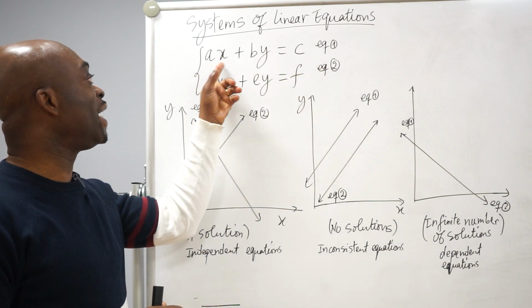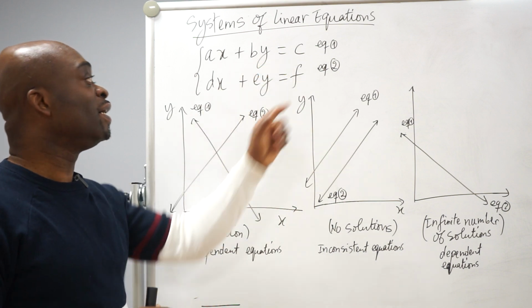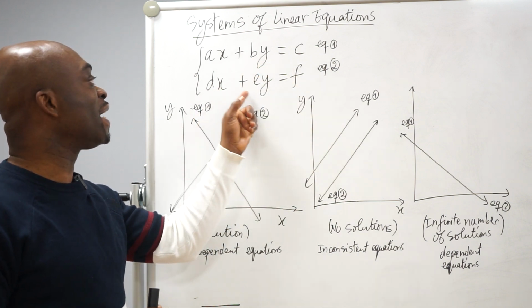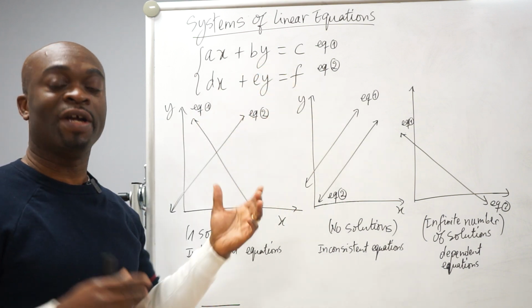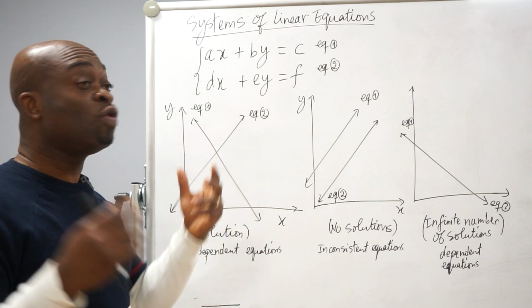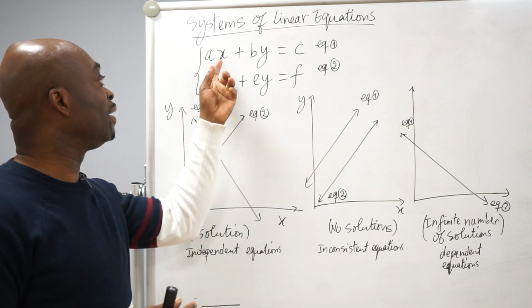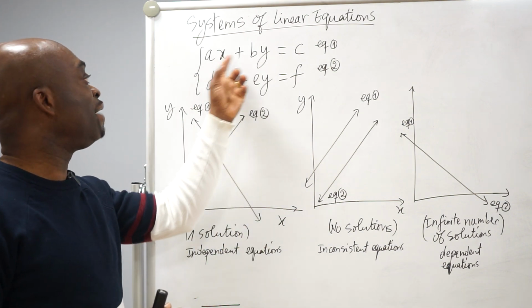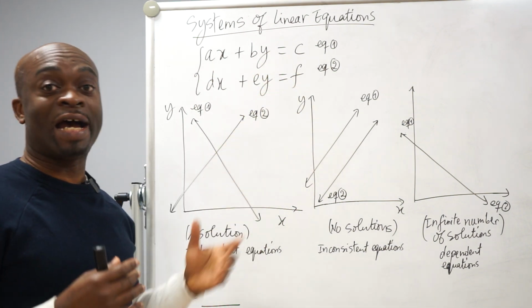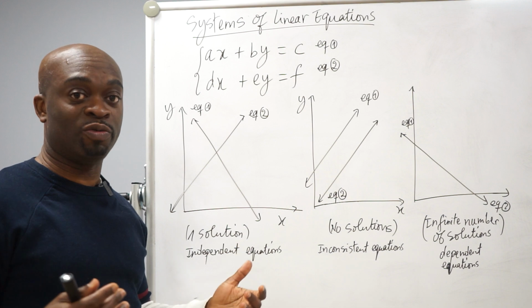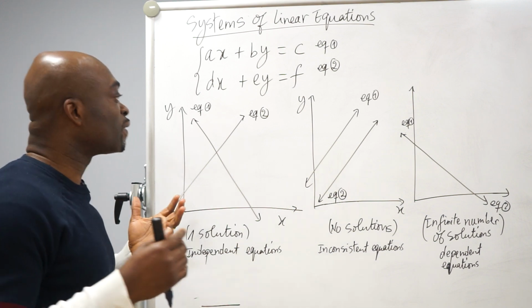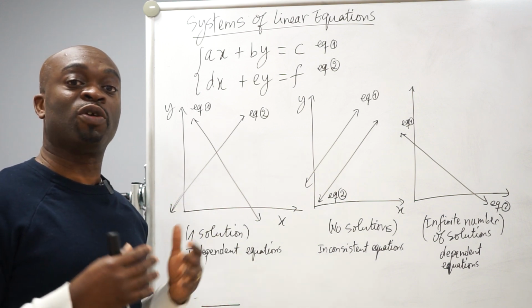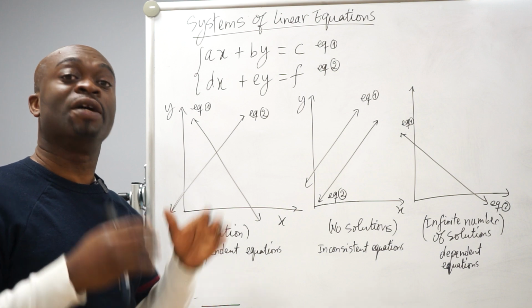Equation 1 is ax plus by equals c. Equation 2 is dx plus ey equals f. As you can see, the two variables that we're solving for are x and y, okay? A, B, C, D, E, and F are just constants, values, all right? So let's say that you're solving a system of linear equations by graphing.